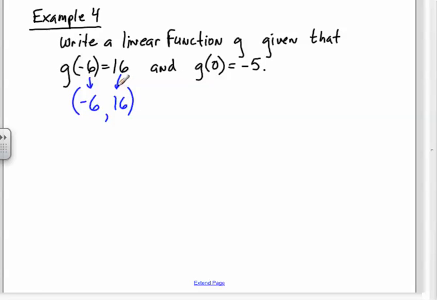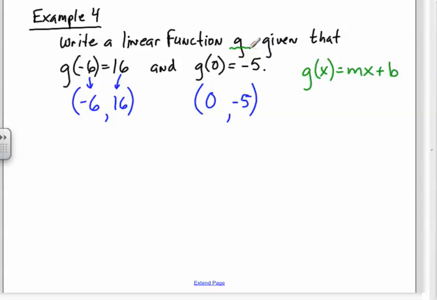All right. Now this other point, same thing. It's just 0, negative 5. So now I've just written it in a form that I'm used to seeing. All right, so I've got these 2 points. Now you'll remember from example 3, they don't want it as y equals mx plus b. They want this one as g of x equals mx plus b. Right? Because they said write a function g.